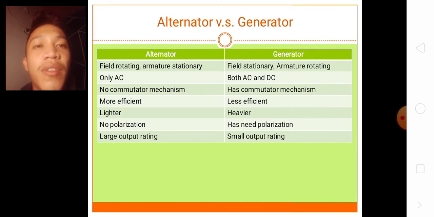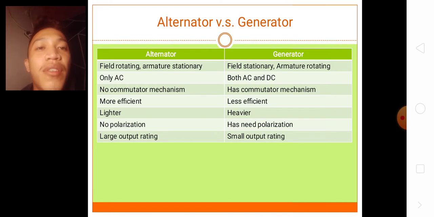In an alternator, the field is the one rotating and the armature is stationary. Compared to the generator that we know, the armature is the one rotating relative to the field, and it only produces AC current. And for the generator, it's both AC and DC. But as we tackle alternators further, we will find out that it also produces DC. Sooner or later, we will discuss that.